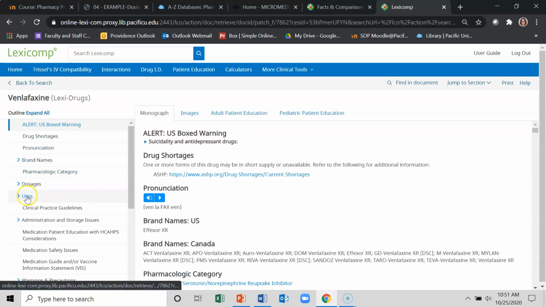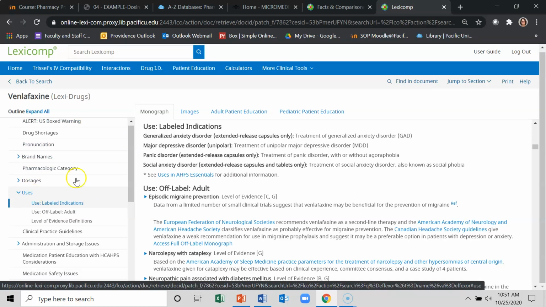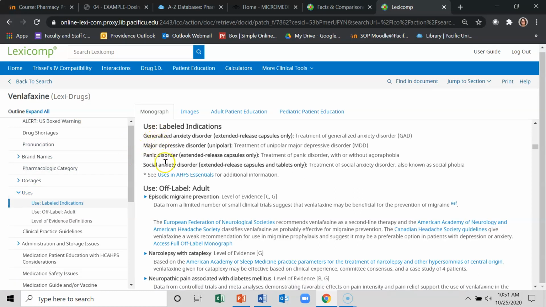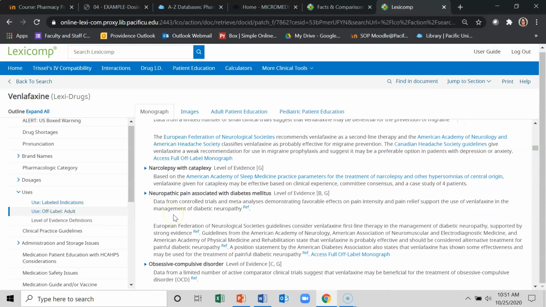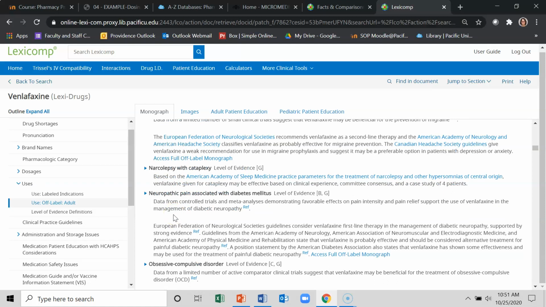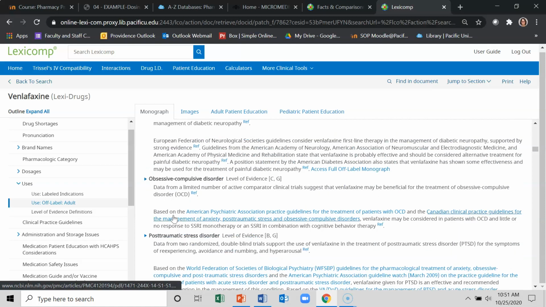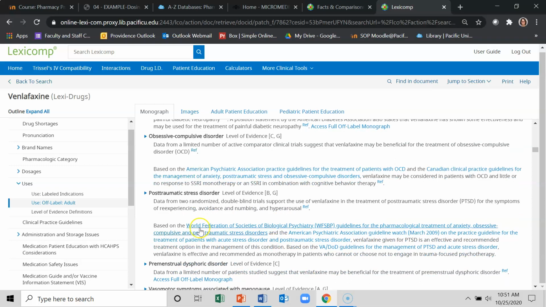In LexiComp, I would navigate to Uses. I can take a quick read here. I'm not seeing my topic under FDA approved uses, so I will start scanning, or you could Control F, looking for any off-label use. Do be careful if you Control F that you need to think about all the possible ways it might be written. For example, it wasn't listed as PTSD, it was actually written out here. But I can see that PTSD is an off-label adult use.